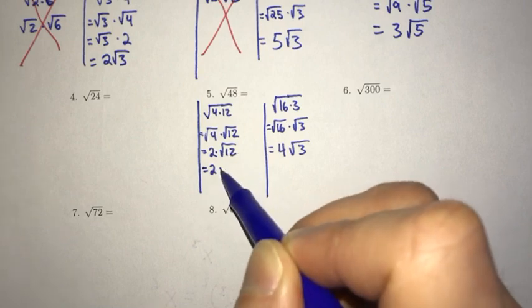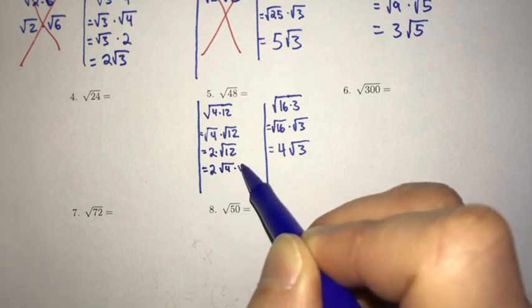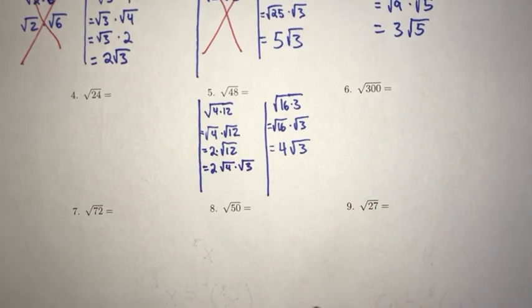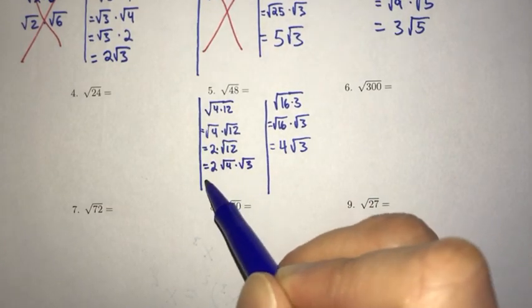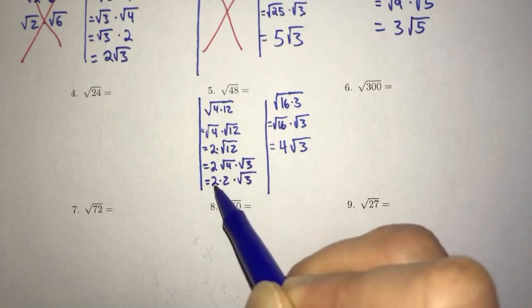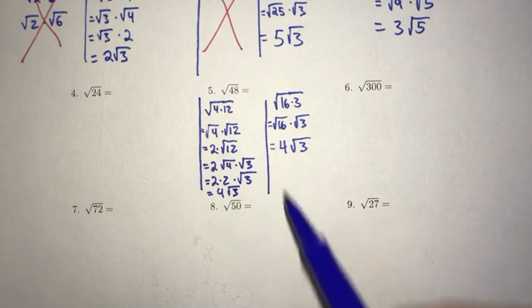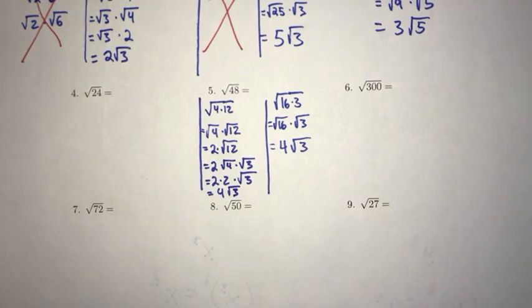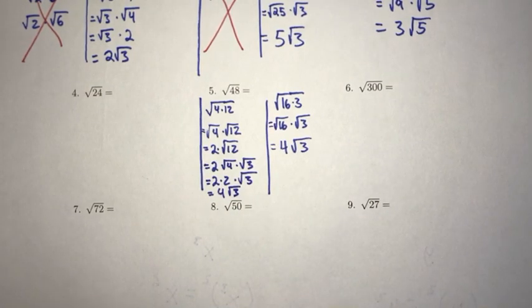So what I'm going to do is break this up now into square root of 4 times the square root of 3. I know the square root of 4 is 2. And 2 times 2 is 4. Do you see how I finally get the same answers? We want to take it down until the number inside of the square root is the smallest possible.